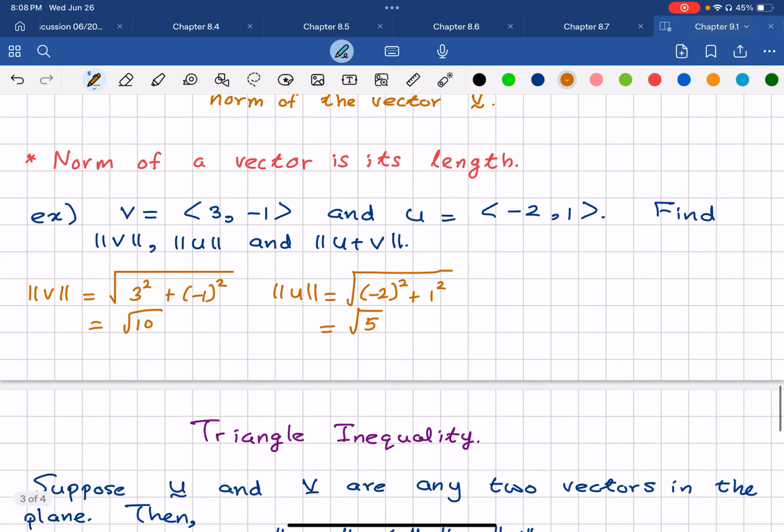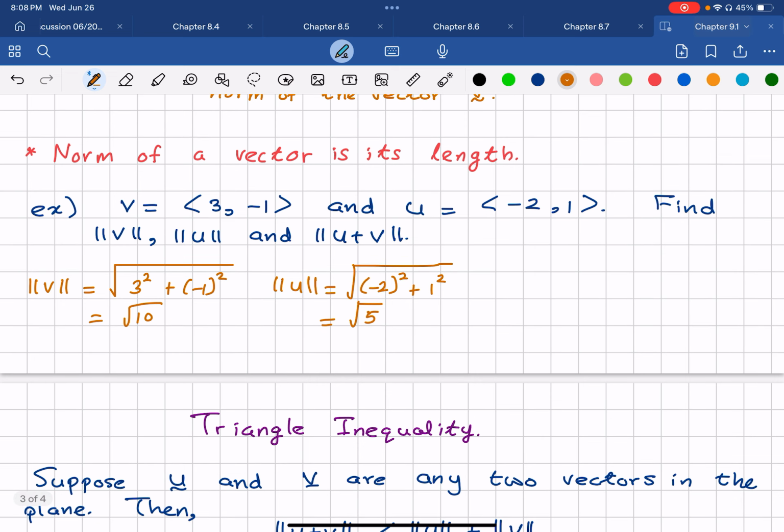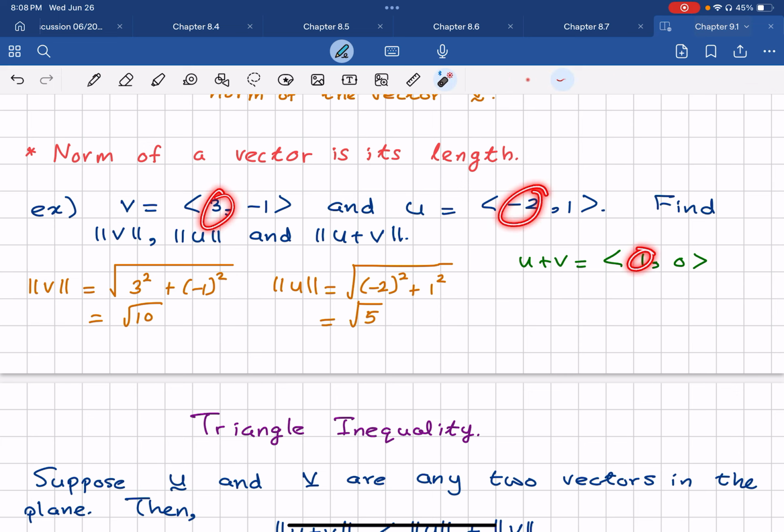Okay. What is u plus v? My last part is to evaluate the norm of u plus v. What is u plus v? U plus v is, if I do component wise addition, I would get 1 comma 0. If I add 3 and negative 2, I would get 1. If I add negative 1 and 1, I would get 0.